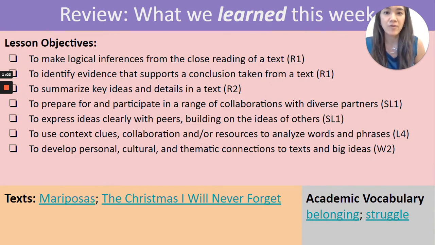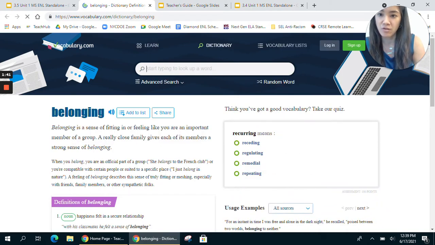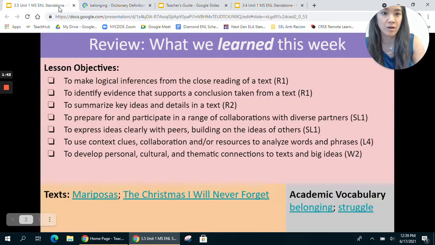Then you'll do a review with them of what was learned in days 1 through 4, and this is a list of the different lesson objectives that they've seen before. Again, you can review this in whatever way makes sense to you, either read it out loud, have them read it, or have them explain it in their own words. Then you can remind them of the text we've been using, Mariposas, and The Christmas I Will Never Forget, which is Brandon's story, both of which are linked here on this slide. And you have, of course, your academic vocabulary, also linked to dictionary definitions on the web. You can review that focused vocabulary with students if that feels helpful.